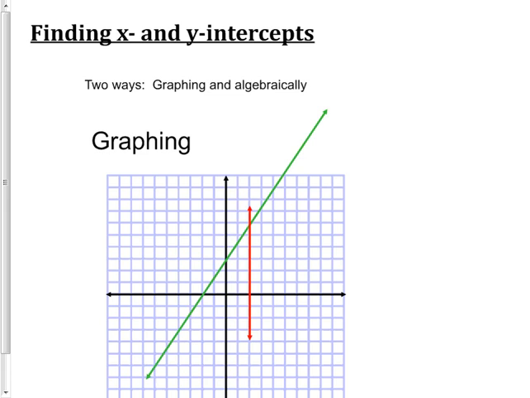Finding x and y intercepts. The x-intercept is where it touches the x-axis. That's pretty simple. And the y-intercept is where it touches the y-axis. So if it's a picture, it's like a no-brainer problem. Here's the y-intercept. Here's the x-intercept. Interesting point, you can have problems that don't have a y-intercept, like this red line here. That's never going to touch the y-axis. It's got an x-intercept, but not a y.